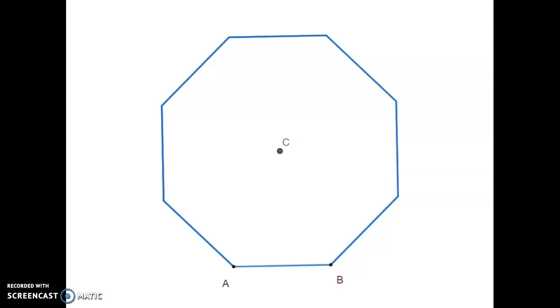This is a regular octagon, 8 sides. I have the side AB shown here. C is the center of the octagon. If I were to connect any two of these diagonals long ways, you would see that this is where the two sides intersect. Also, C is a center for a couple of circles that we can draw.